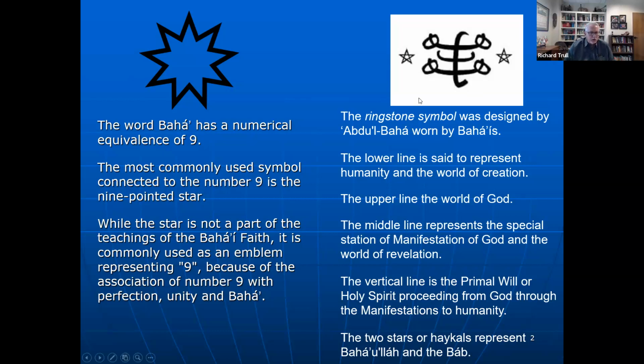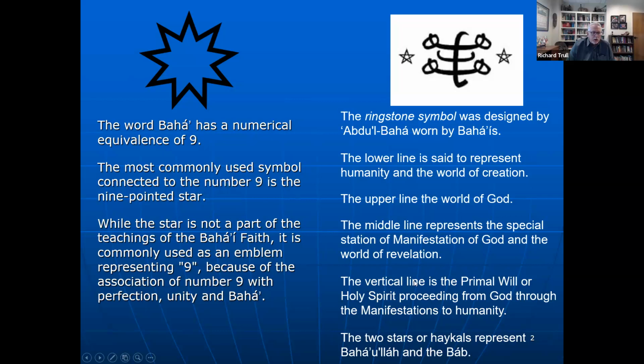This thing up here is called the ringstone symbol, and was designed by Abdul Baha himself, and you'll see people wear it on a chain around their neck or other ways, which indicates the Baha'i faith. This lower line is said to represent humanity and the world of creation. And then this upper line here is God. And the middle line represents the special station of the manifestation of God and the world of revelation, which basically means the prophet that is associated with the Baha'i faith, who we'll talk about, Baha'u'llah, as we go along here.